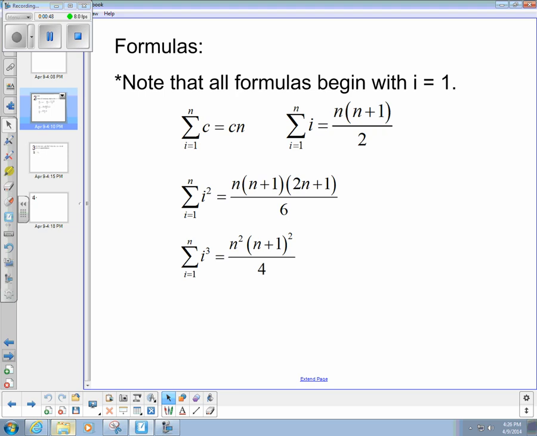Now notice that on each one of these formulas, we start at i equals 1. So for all of your problems you need to check and make sure we're starting from i equals 1, because these formulas are not valid unless you start from 1. Notice the n in the formulas represents the number at the top of your summation, and that's the number of terms that you're going to be adding up. So we have a formula if you've just got a constant, if you've got i squared, or i cubed.